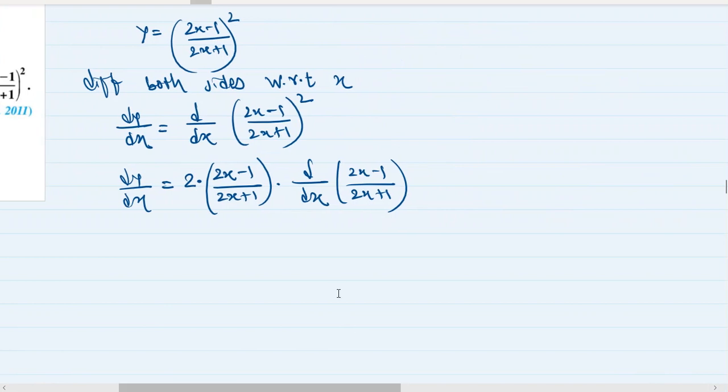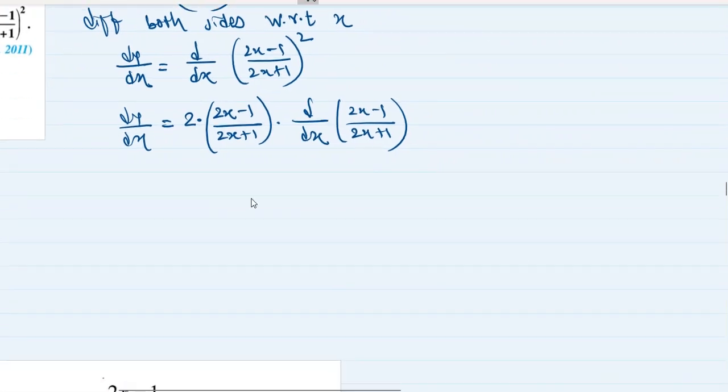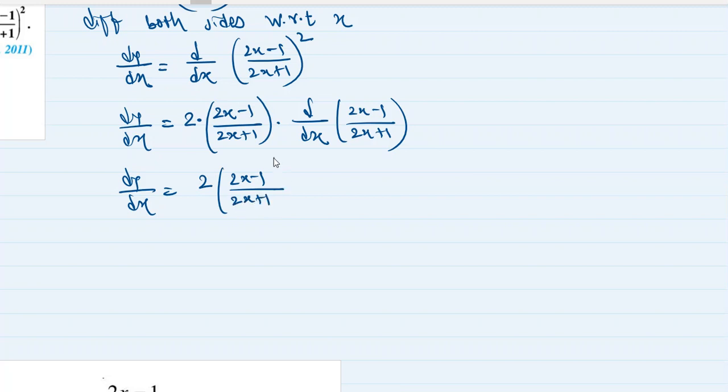Quotient rule has to be used now. Okay, so be careful. So dy by dx is equal to, if 2 gets multiplied, you need to multiply 2. No, just keep it outside. 2x minus 1 upon 2x plus 1. See, what does the quotient rule tell us?